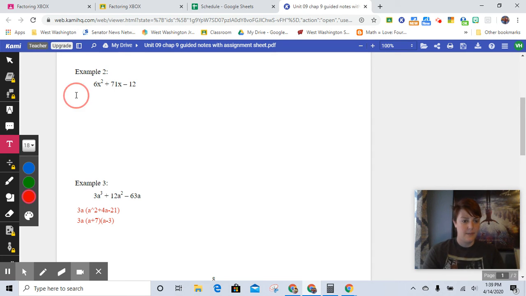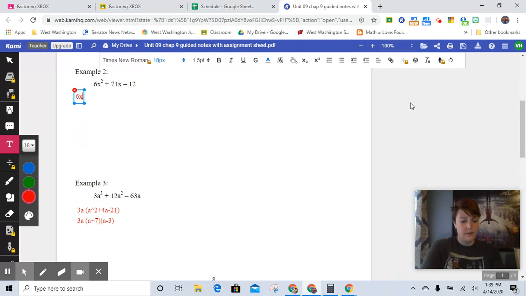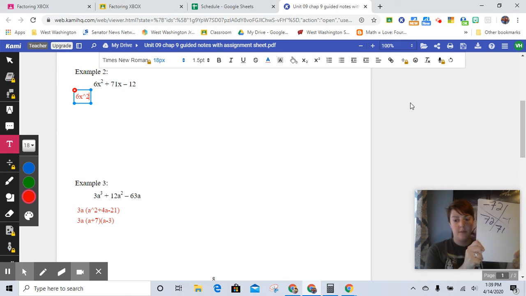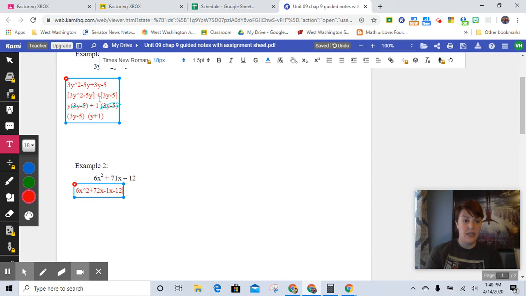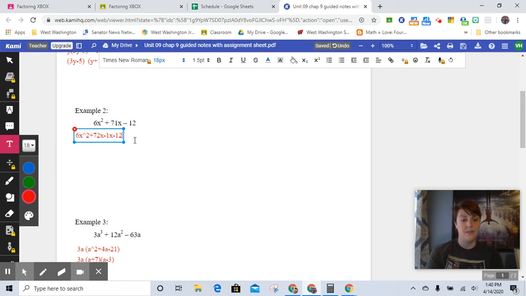So how we set this up again, we leave the first term the way it is. We put in the middle terms. So let's add 72x and subtract 1x and then subtract 12. Yes, it is definitely good that we did this problem because here we've got that whole minus thing, right? Up here it was a plus and I was like, okay, whoop-de-doo. Well, now we have this negative. So just watch.